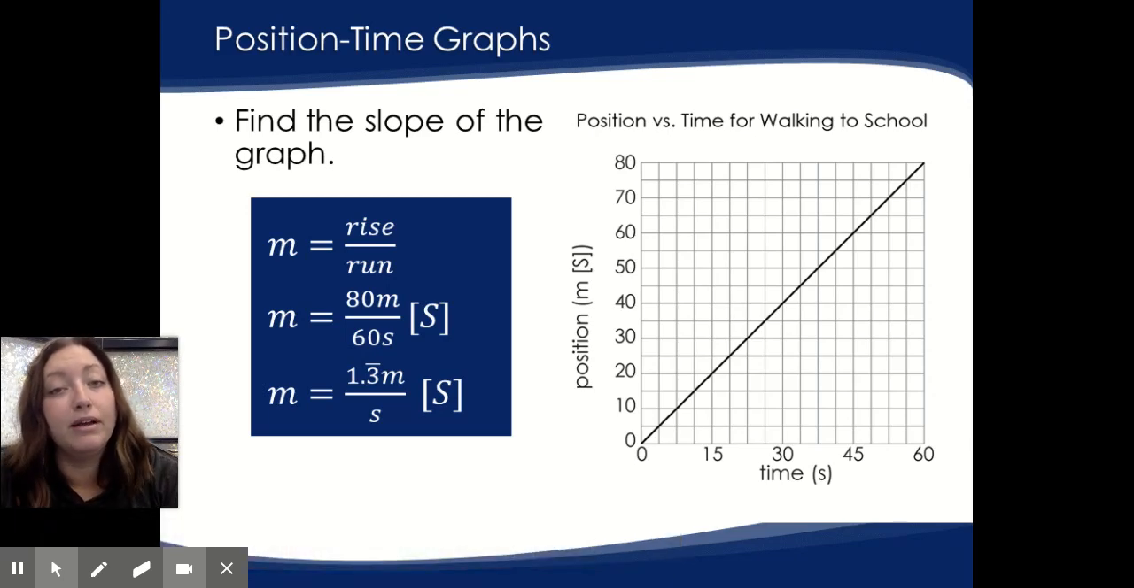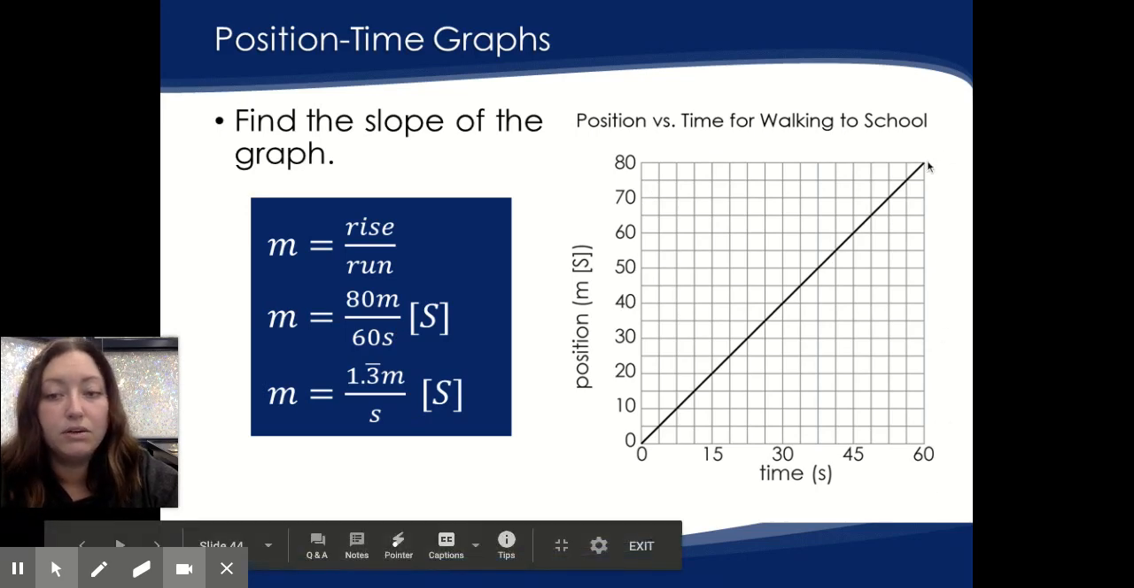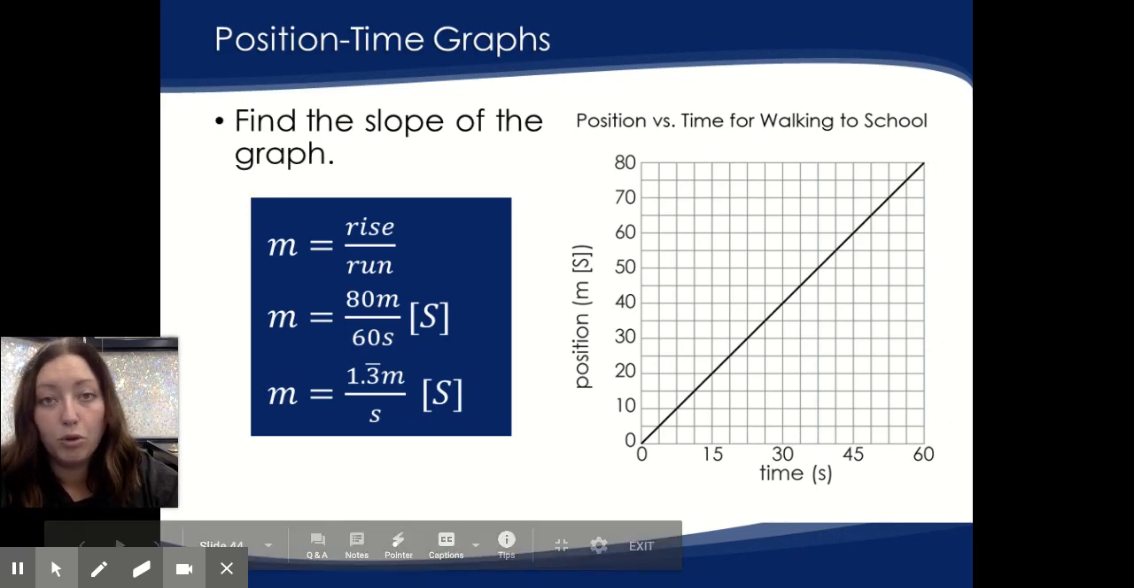It's just rise over run. And I'm sure you've done this so many times. It's probably sickening. But rise over run is a really good way to find the instantaneous velocity on a position time graph. So here, let's just say we're going to do it for the end. So let's say he has walked 80 meters in 60 seconds. So what's the slope of this graph?